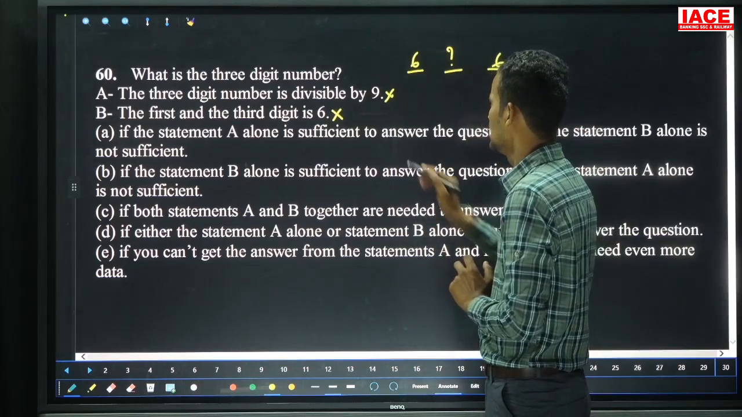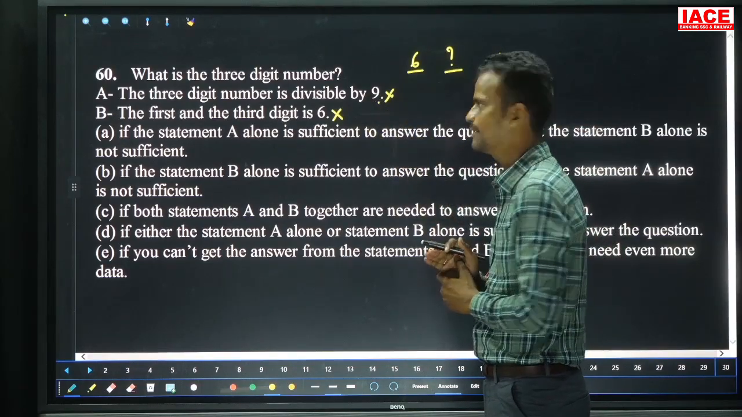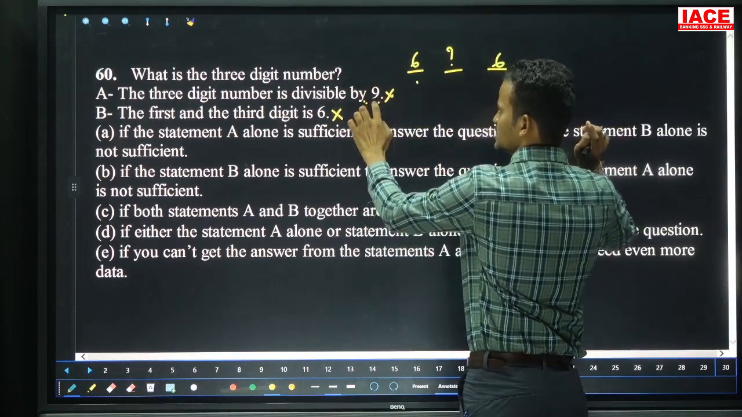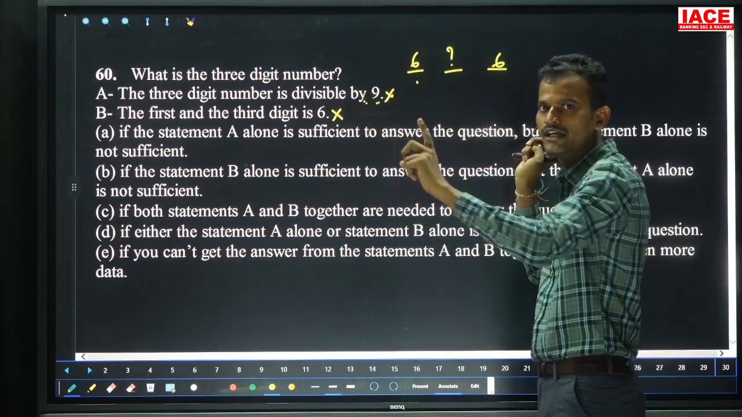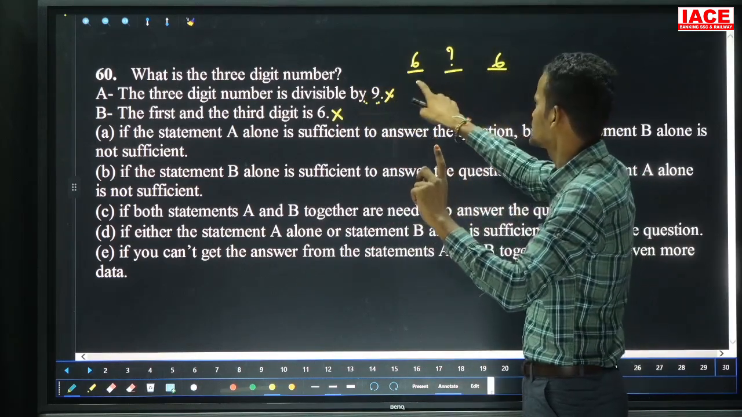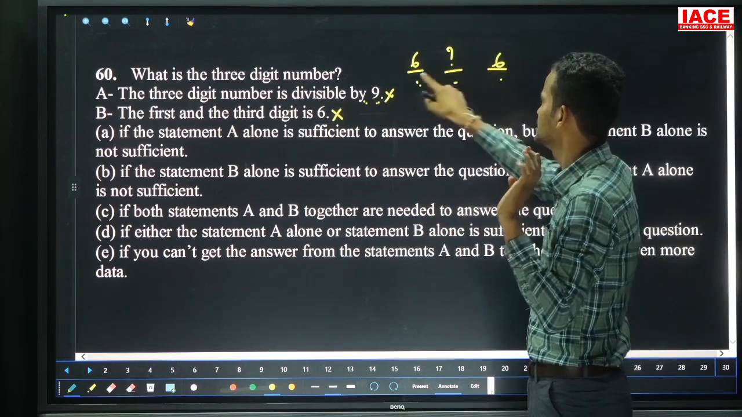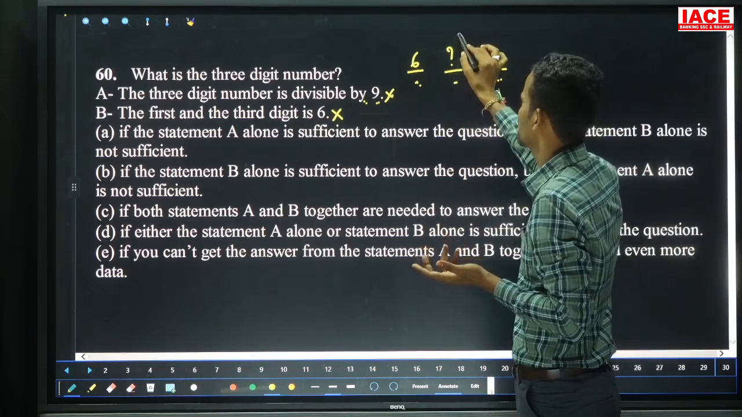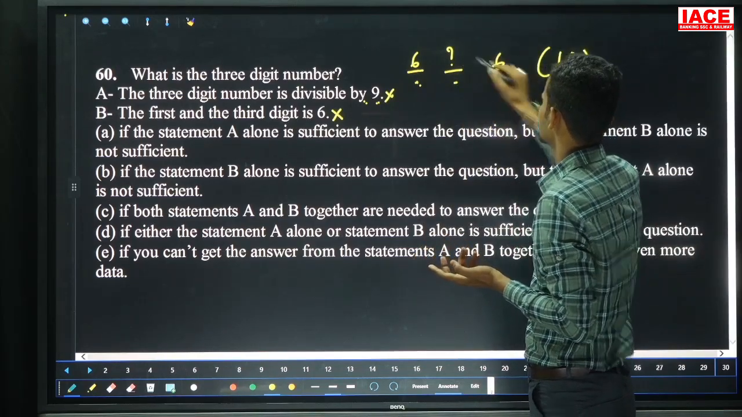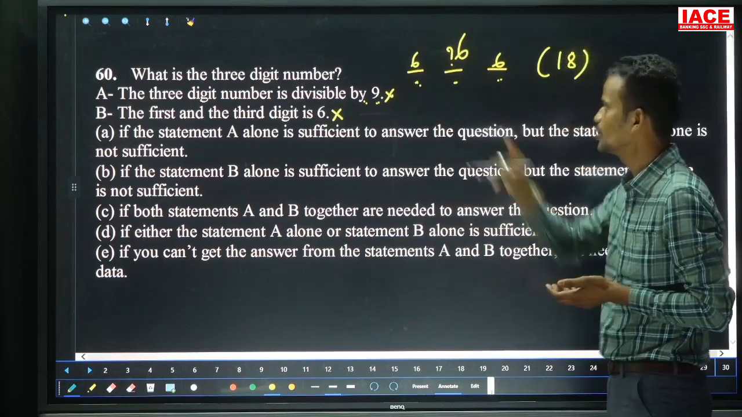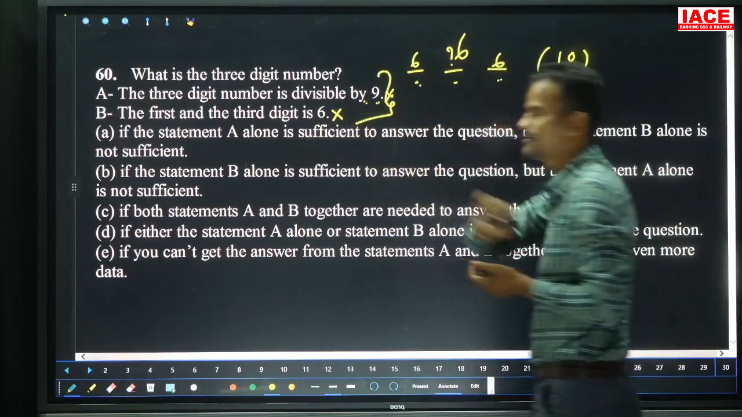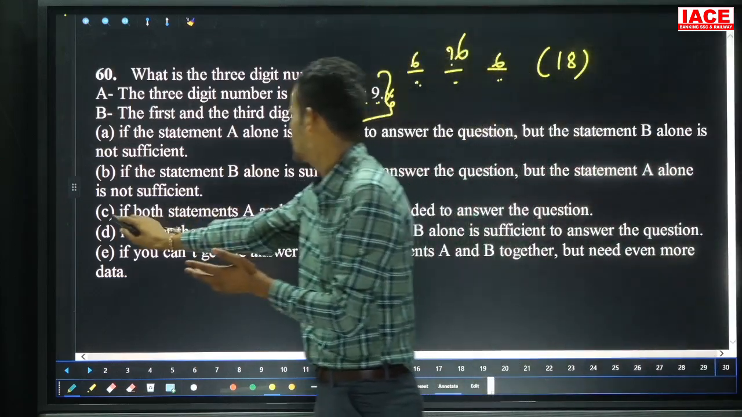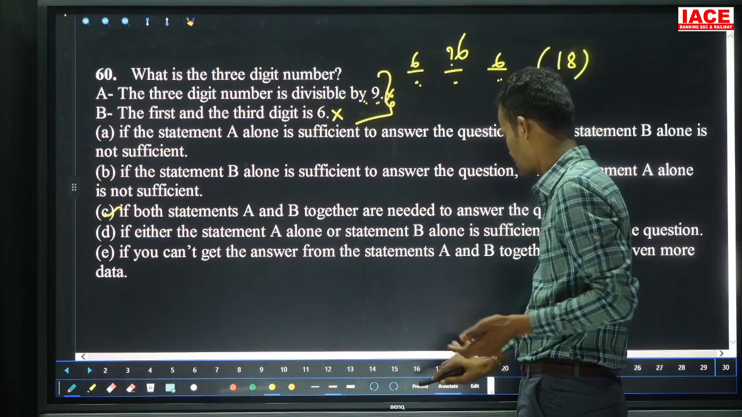But if you combine these two statements, what happens? Already we know the first digit and last digit. So go with the first statement: the number is divisible by 9. That means the sum of the digits should be divisible by 9. 6 plus 6 is already 12, so the next possibility is that the sum of the digits should be 18. That means the middle digit should be 6. So by using the two statements combined, can you find the answer? Both together. Option C. Clear?